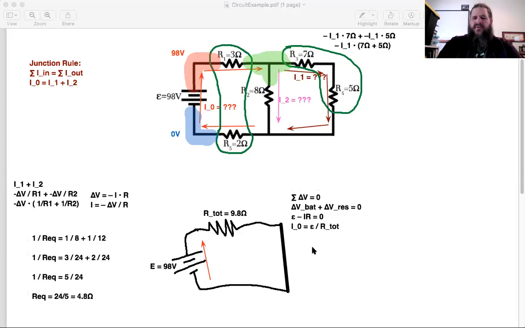And this is a very useful shortcut. Once you've simplified the circuit, once you've combined all the resistors into just one big equivalent resistance, the current through the battery is just going to be epsilon from the battery divided by R total, just as an application of the loop rule to that simplified loop. And we have values for those. We know epsilon is 98 volts, R total is 9.8 ohms, divide those and we get 10 amps. So we now know the value of I0. I0, the current through the battery, is 10 amps. Any questions on that so far?